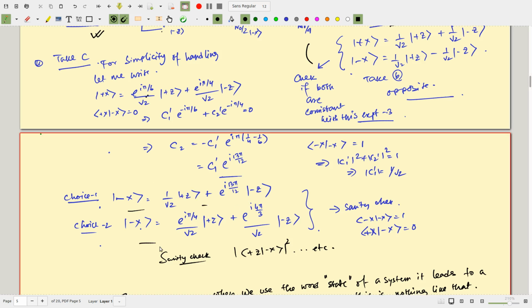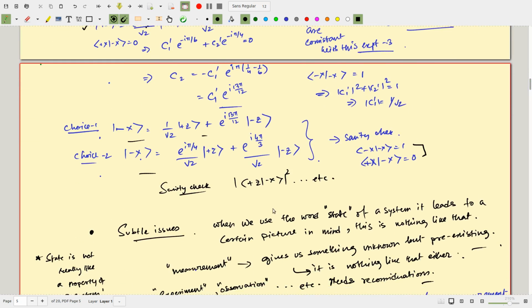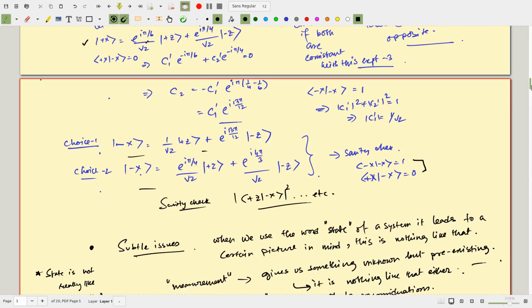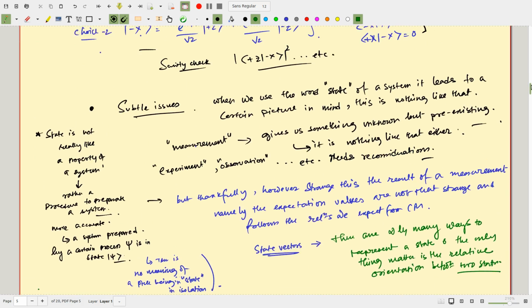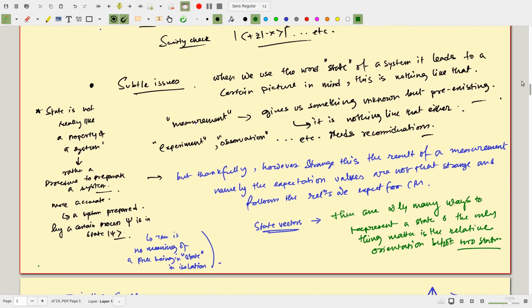And what I wanted to emphasize here is that both of these choices, given the choice of plus x we made, are good enough to explain all the experiments, and this global factor of e to the i pi by 4 doesn't matter anywhere. So I check by doing this: minus x equal to 1 and plus minus x must be equal to 0. So this is the sanity check, and again you can do the same sanity check to confirm that this is true.